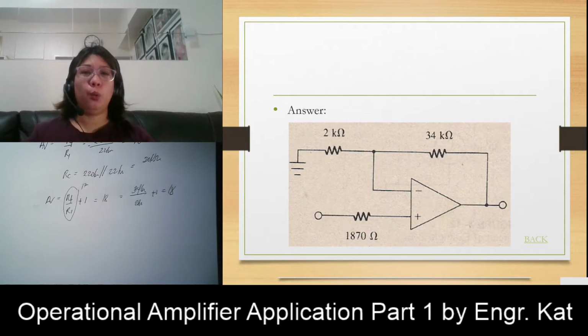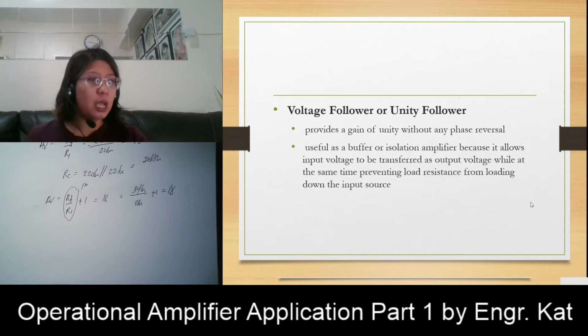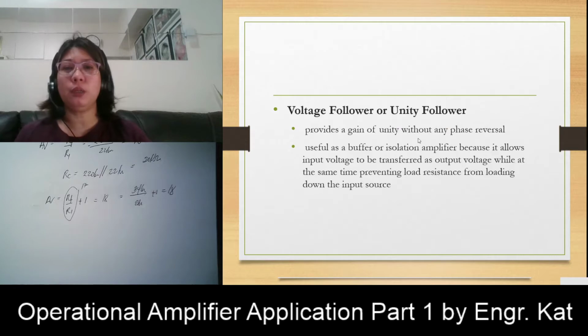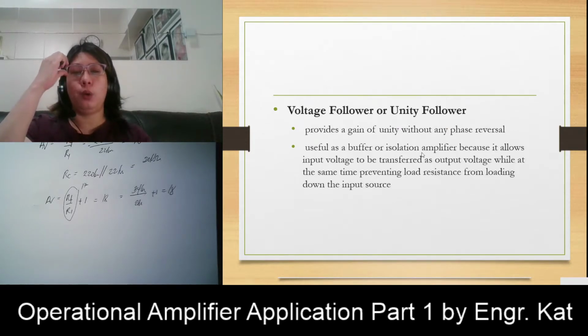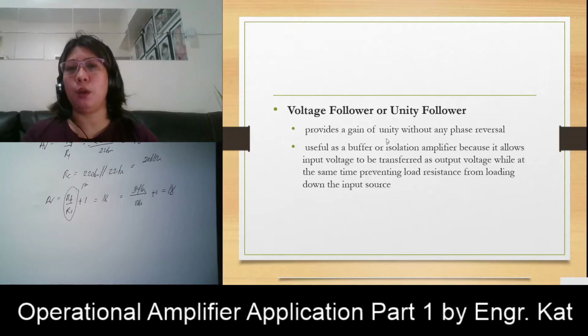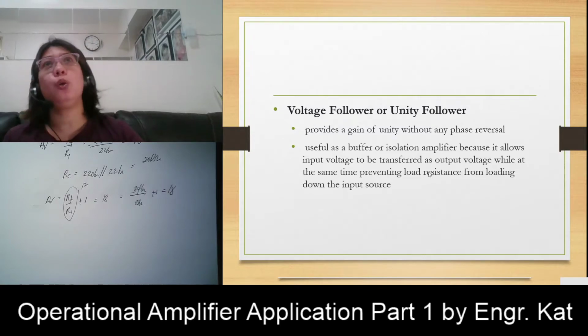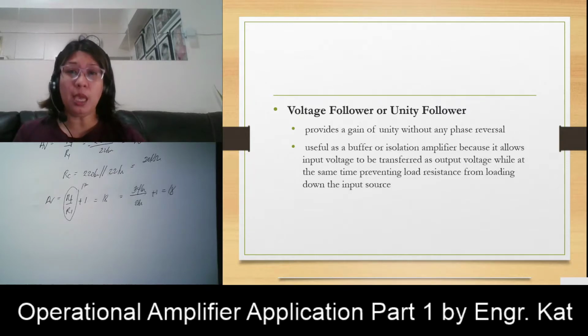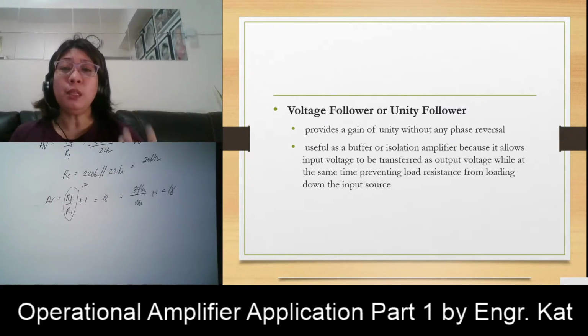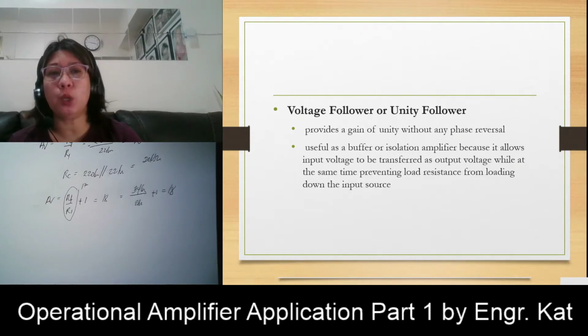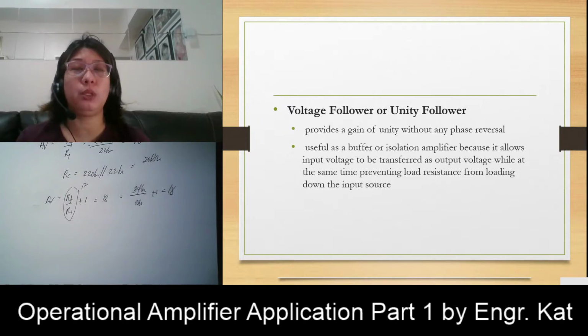Okay, so we have another type of application, which we call the voltage follower or unity follower. A voltage follower or unity follower provides a gain of unity without any phase reversal. So what is your input will also be your output. This is useful as a buffer or isolation amplifier because it allows the input voltage to be transferred as output voltage, while at the same time preventing load resistance from loading down the input source.